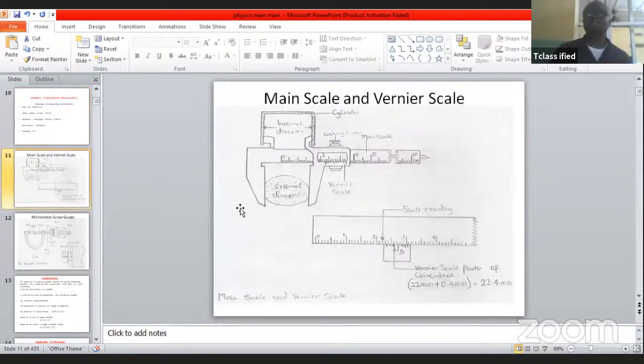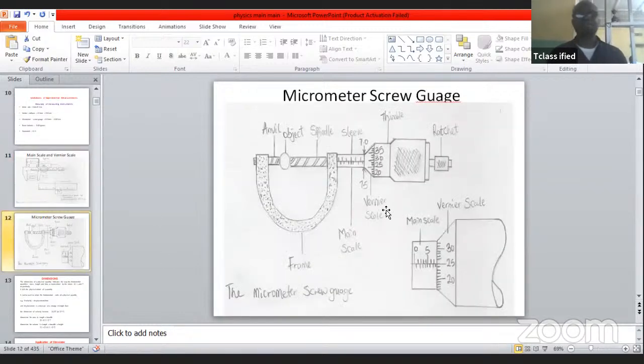Then we went to measurement using vernier caliper. We said that it's simply the addition of the measurement on the main scale, you can see here 22, plus that of the vernier scale 0.4, giving us 22.4. Then we went down to the measurement on the micrometer screw gauge, which is the measurement on the main scale plus the thimble. You can see this here.